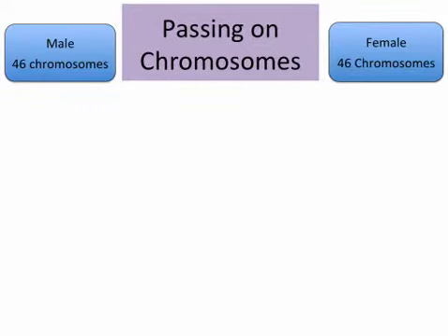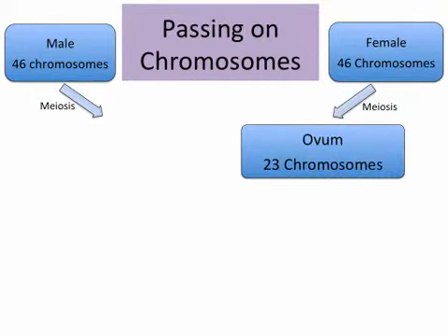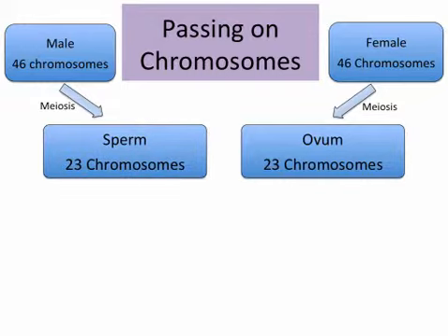So, how are chromosomes passed on? Male and female adults have 46 chromosomes in almost all of the cells of their body. Now, in order to produce sex cells, the gametes, they undergo the process of meiosis. Gametes have half the number of chromosomes. They only have 23 each. The ovum has 23 and the sperm has 23. They have one copy from each pair of the adult chromosomes.